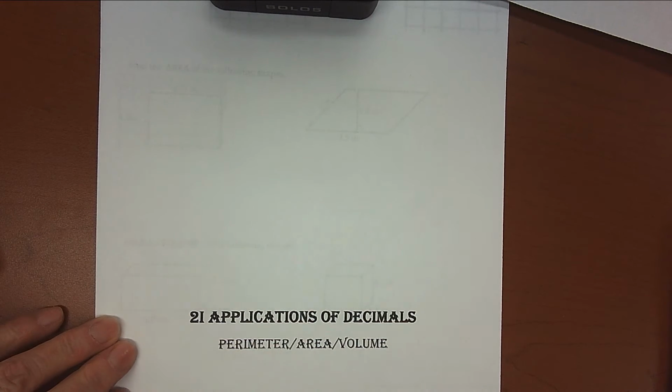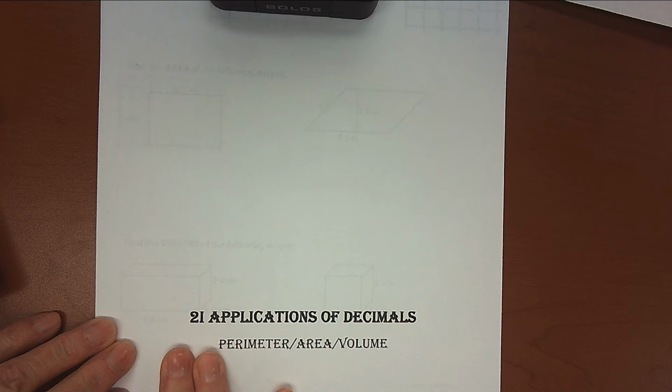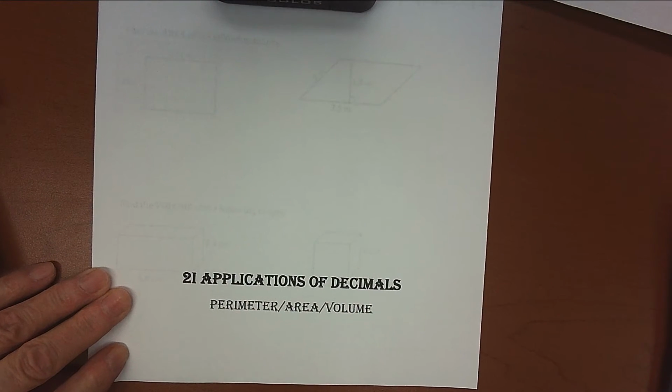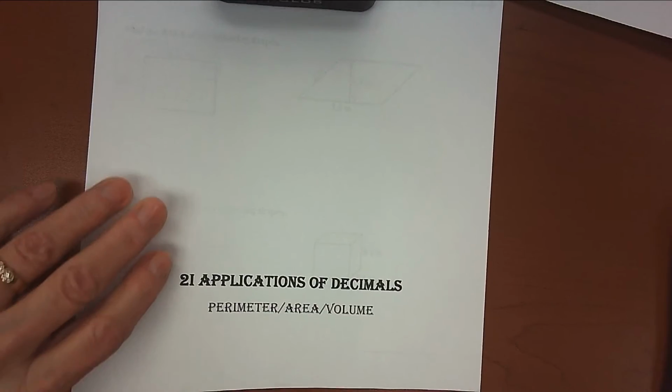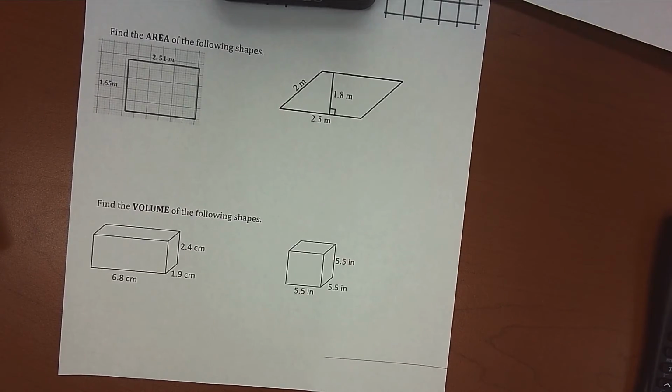Hey there, everyone. These are 2i notes on applying decimals to real-life situations, and in this case we're going to be looking at perimeter, area, and volume. Alright, so let's look at our notes here.